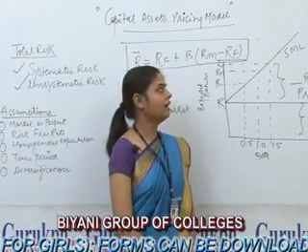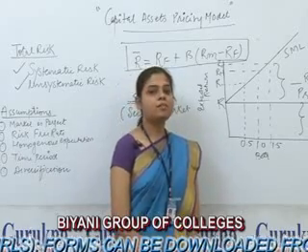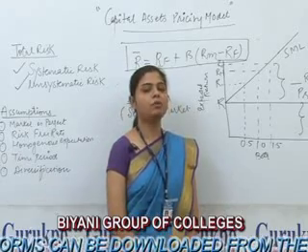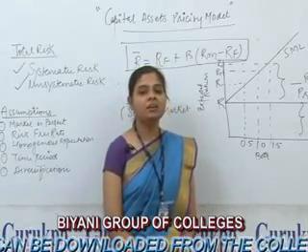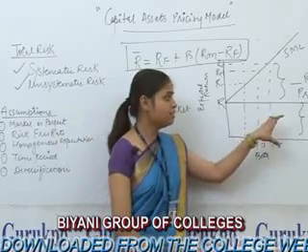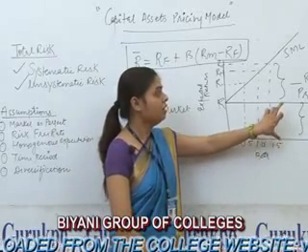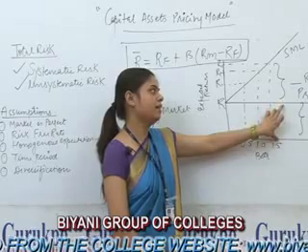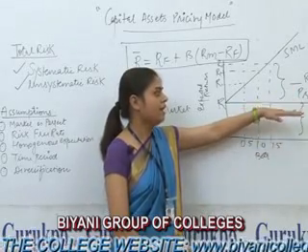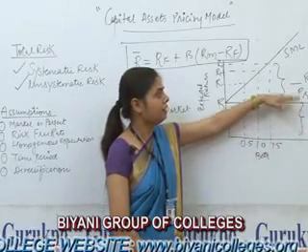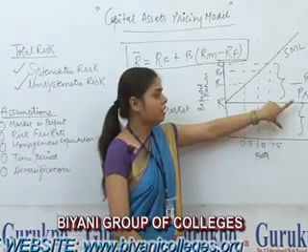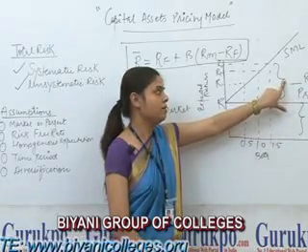SML means security market line. The upward sloping SML line shows the linear relationship between the systematic risk and the return. And the difference between the return over and above the risk-free return is known as the risk premium. Here, this diagram shows that the return above the risk-free return is known as the risk premium.